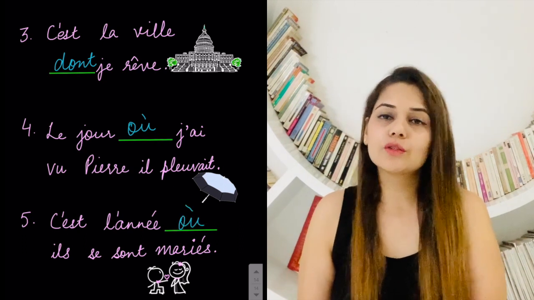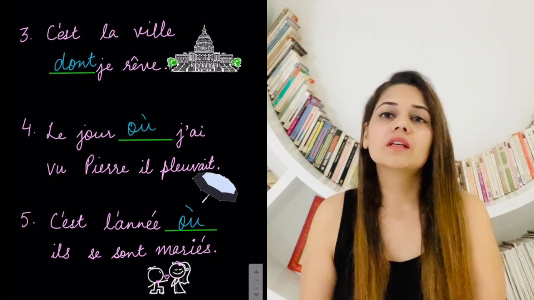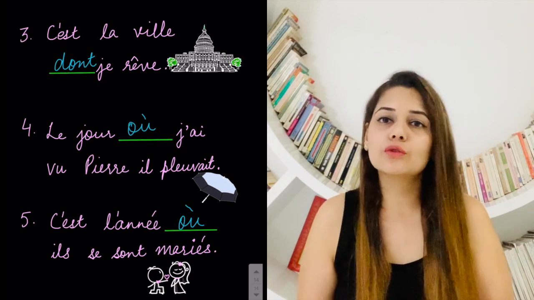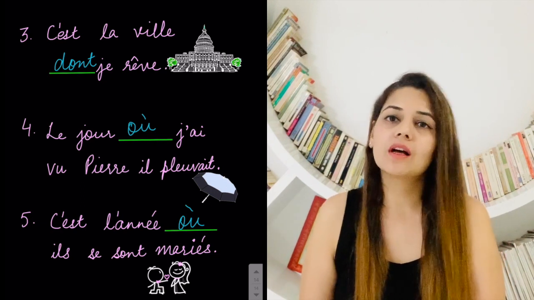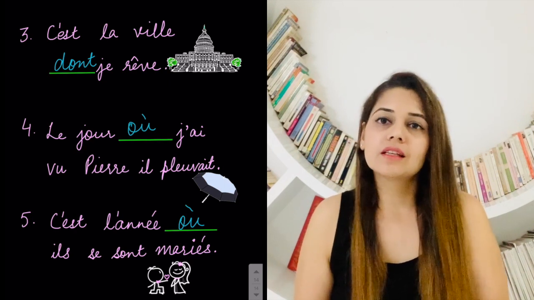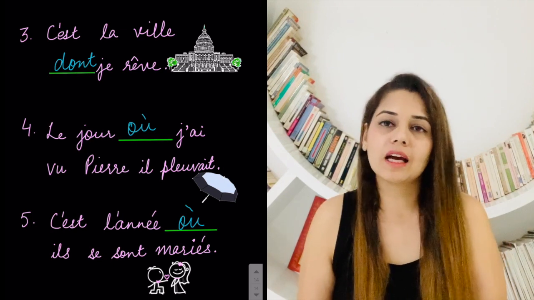So this was about donc and où. I hope you've understood how to use donc and où as les pronoms relatifs to combine two sentences. Always remember that we use donc to replace the de plus antécédent and où is used to replace the time or the place.